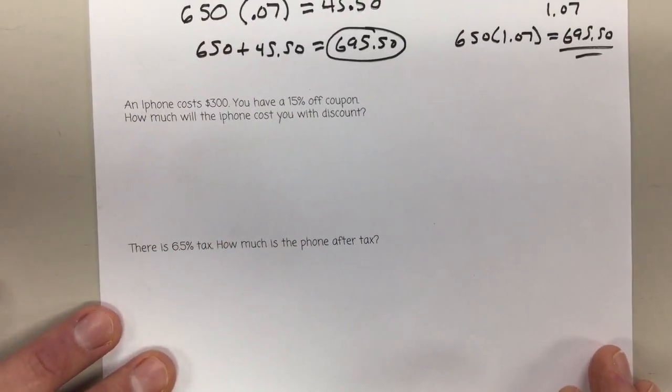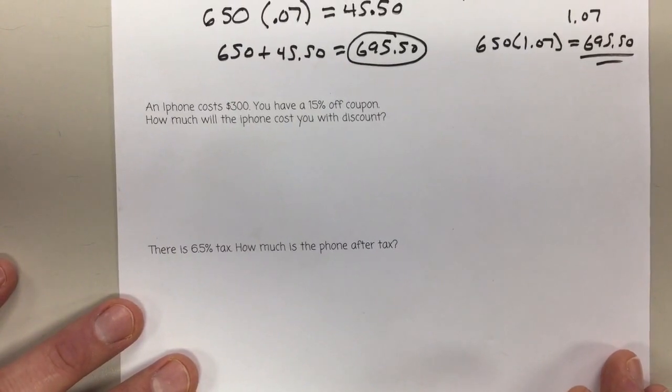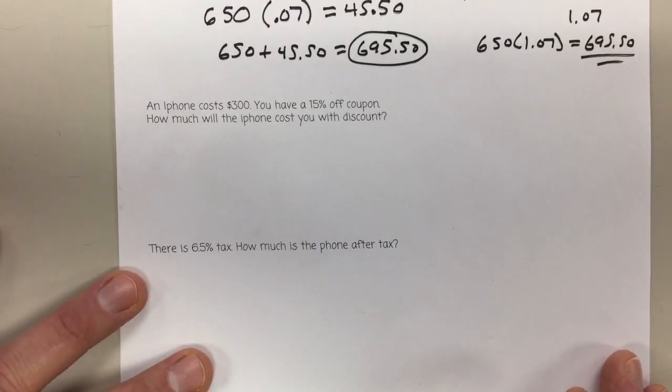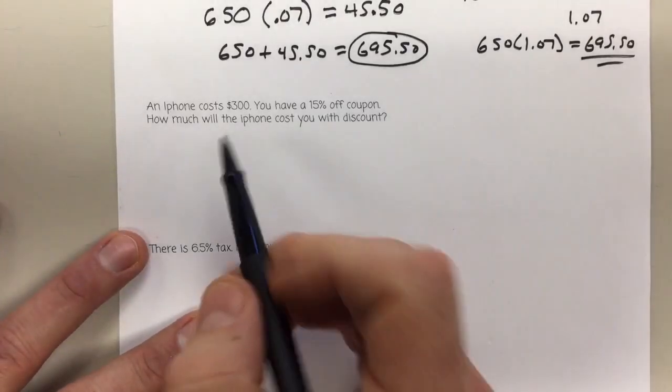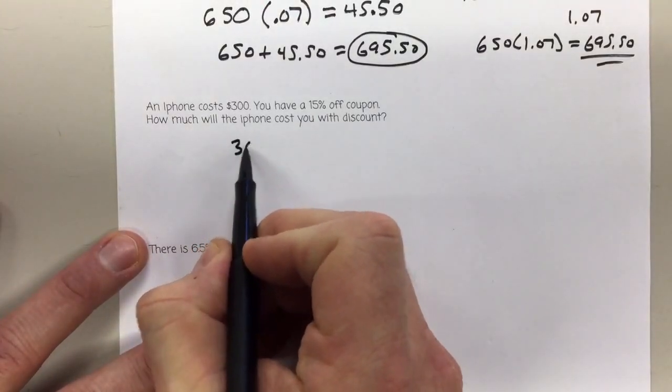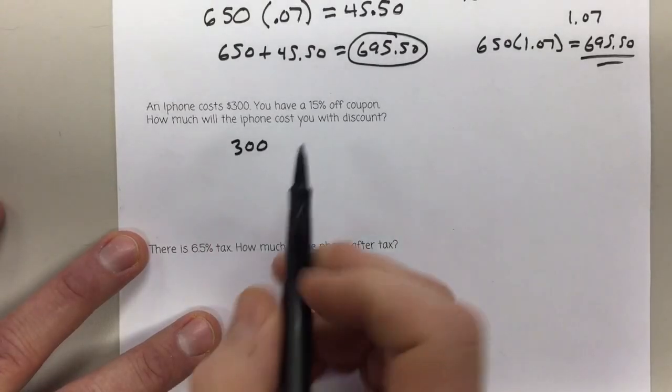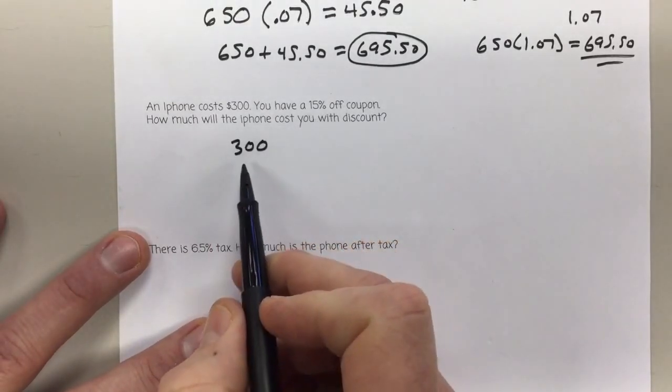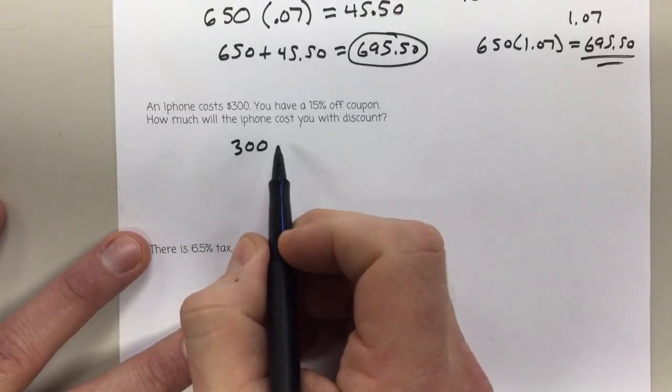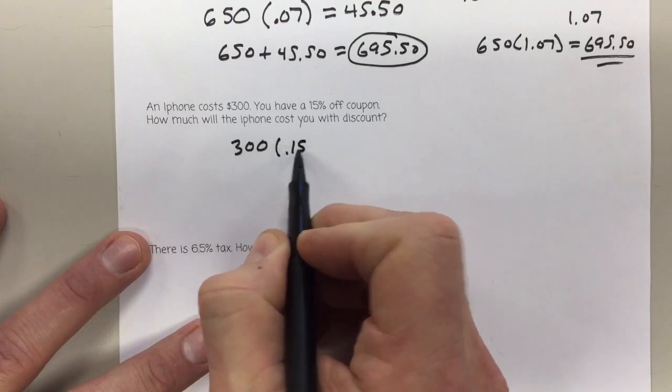Now, third example. An iPhone costs $300. You have a 15% off coupon. How much will the iPhone cost with your discount? So one way to do it is to take the $300 the phone costs and multiply it by 15% as a decimal.